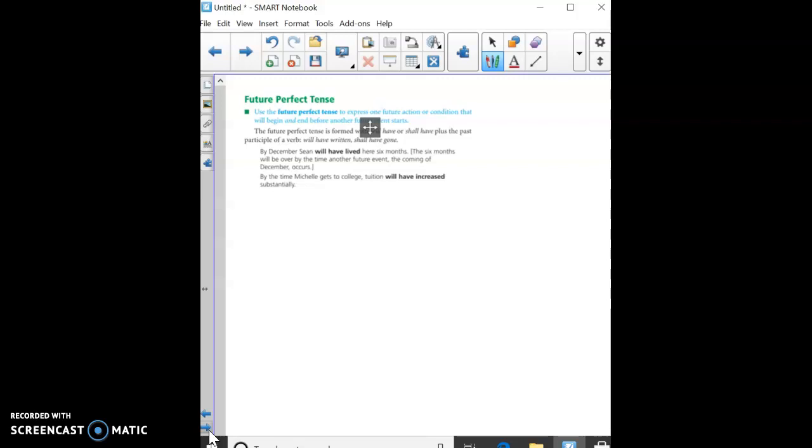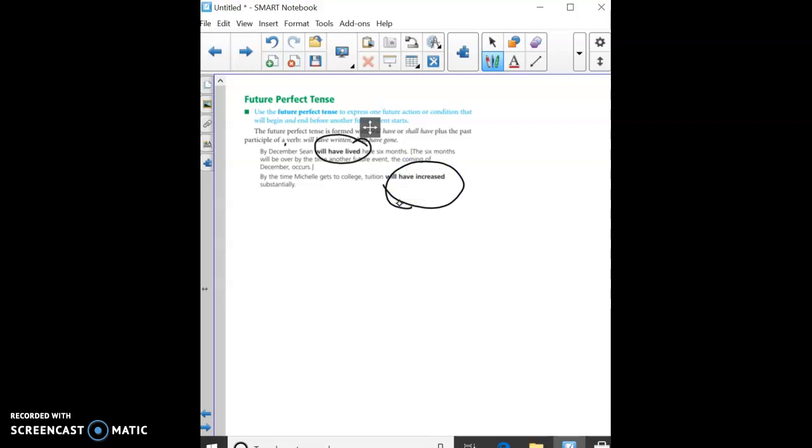Lastly, our future tense. We use the future perfect tense to express one future action or condition that will begin and end before another will start. Notice again, you have that sort of expectation there. So by December, Sean will have lived here 6 months. Or by the time Michelle gets to college, tuition will have increased substantially.